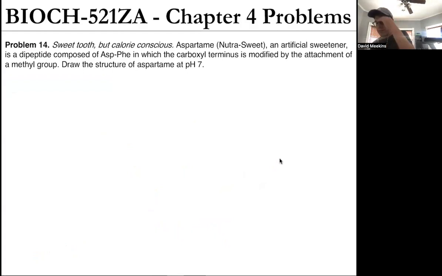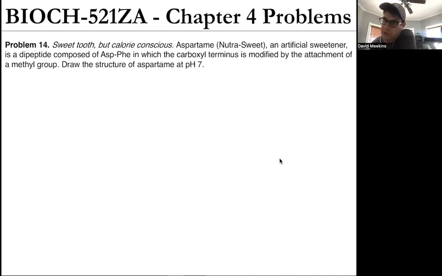Okay, next one is problem 14. So this one says sweet tooth, but calorie conscious. Aspartame, which is the chemical in NutraSweet, an artificial sweetener, is a dipeptide composed of aspartate and phenylalanine, in which the carboxyl terminus is modified by the attachment of a methyl group. So draw the structure of aspartame at pH 7.